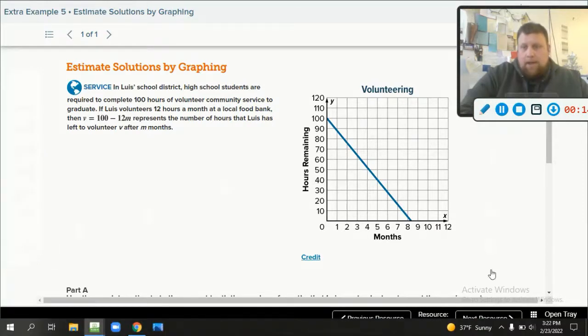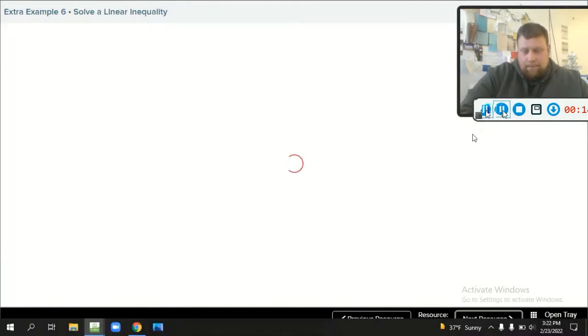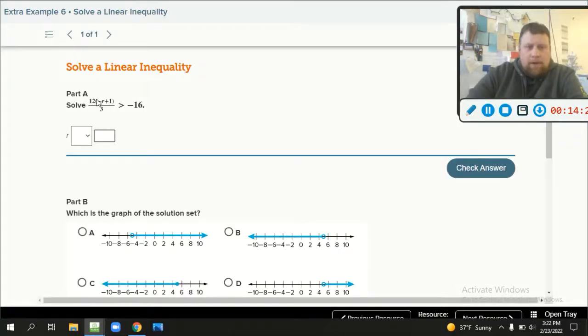Okay, let's go on to the next slide. Looking at this one, we're going to solve a linear inequality. So now we're going to throw inequalities in the mix. Notice we're just doing a lot of linear equations, now we're just going to do inequalities. I'm going to treat it the same as long as we don't divide by a negative, guys. If we divide by a negative, we just flip the sign.